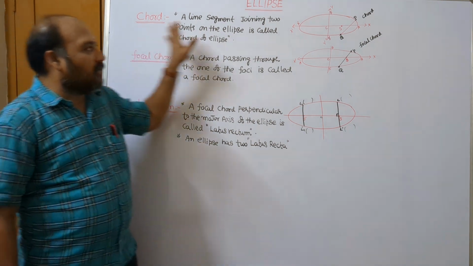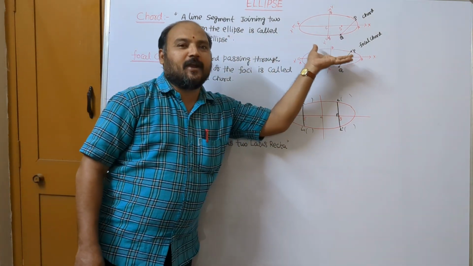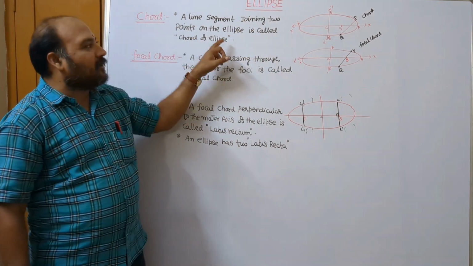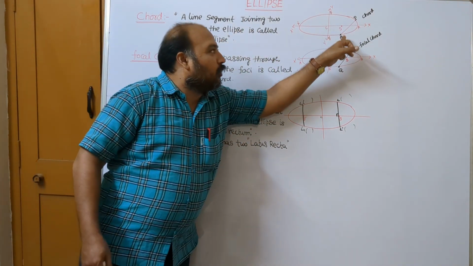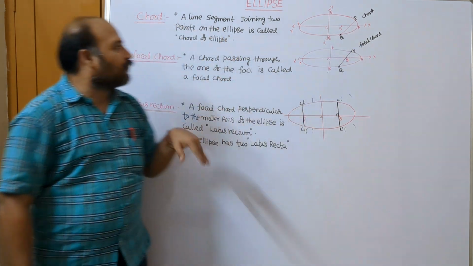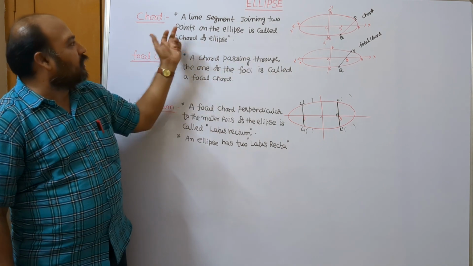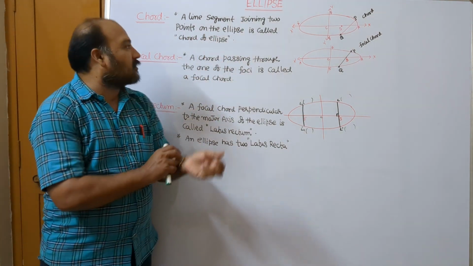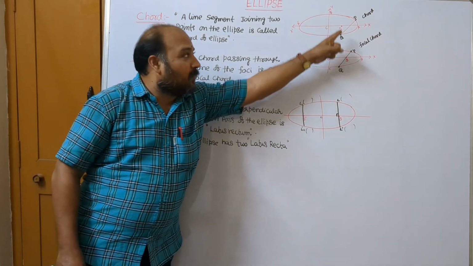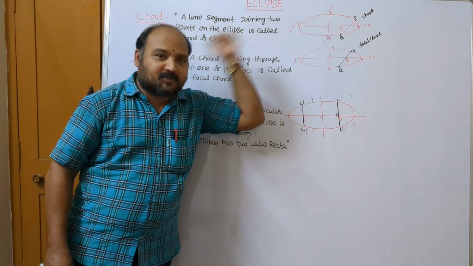See here, the chord. This is the ellipse figure, the general standard equation I have taken. A line segment joining 2 points on the ellipse. Here P and Q are 2 points lying on the ellipse. The line segment joining 2 points on the ellipse is called a chord of the ellipse. So from the figure, PQ is called a chord of the ellipse.